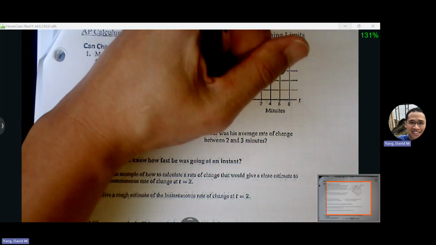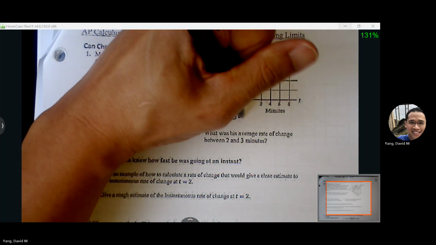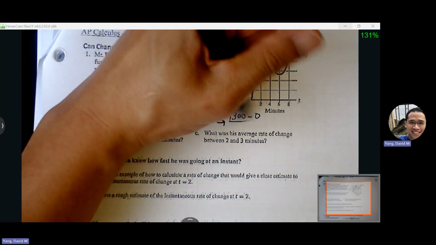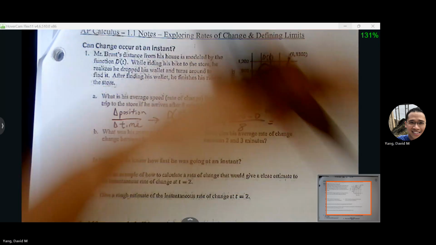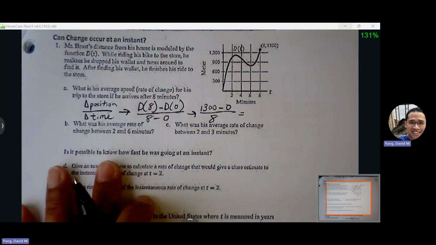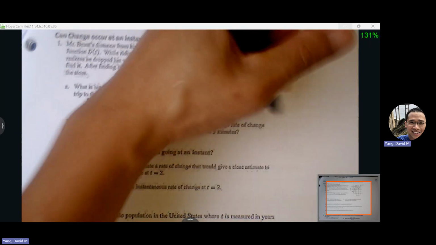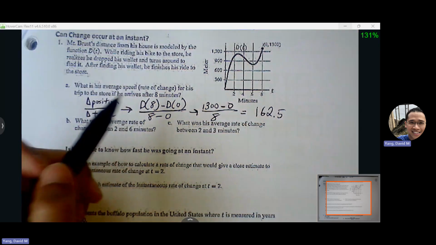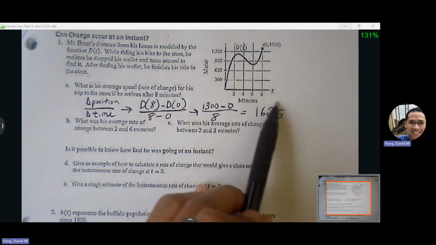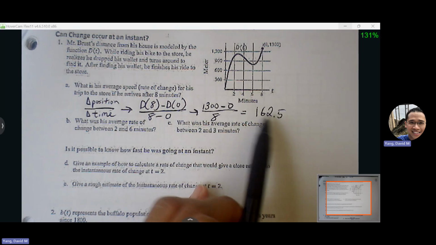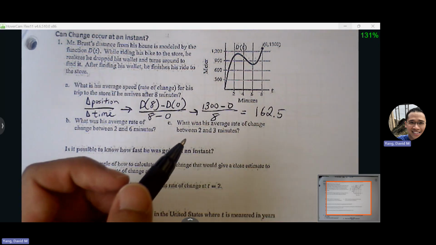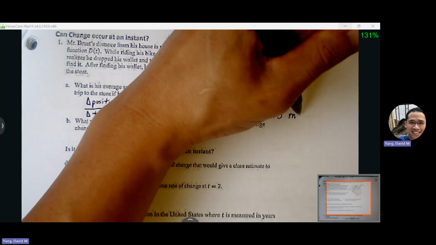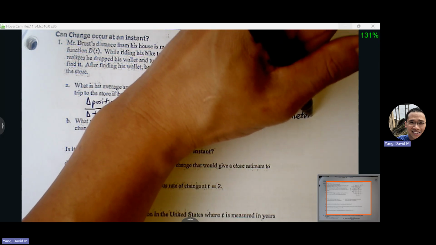All right, so d of 8 is just 1,300. d of 0, his distance at time 0, is just 0. He's 0 meters away from his house. And I can do the math for us, but in the calculator, it would end up giving us 162.5. And then our units will change, right? Because this is not talking about meters anymore. This is not minutes. This is meters per minute. So on average, he's traveling about 162 meters per second. Sorry, per minute.